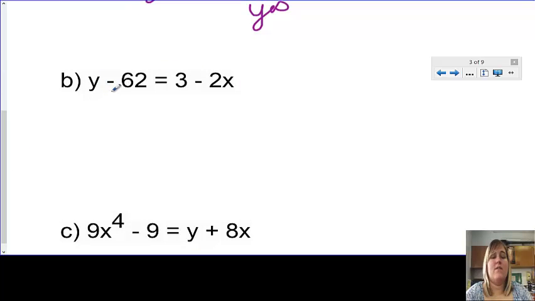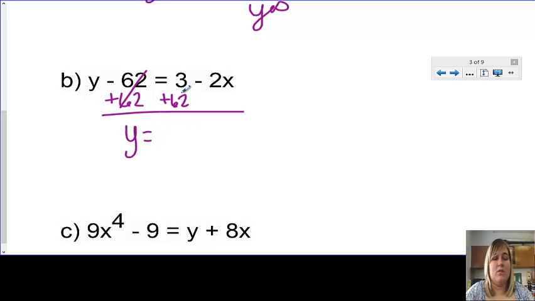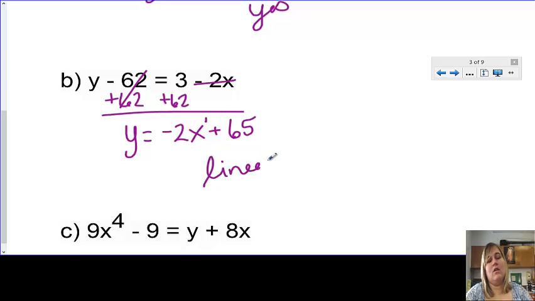Here, I want to get y by itself again, so I'm going to add 62 to both sides. I'm going to add it to its like term on the other side. So I have y equals 3 plus 62. Well, let's write it in standard form. I have negative 2x going first. Then 3 plus 62 gives me a positive, so positive 65. Do I have a degree of 2? I don't. My degree here is 1. This one would be linear, and you should be able to see that this is in slope-intercept form, y equals mx plus b.